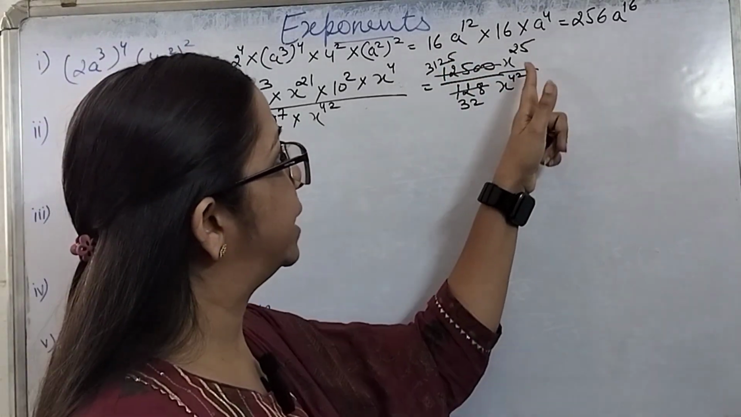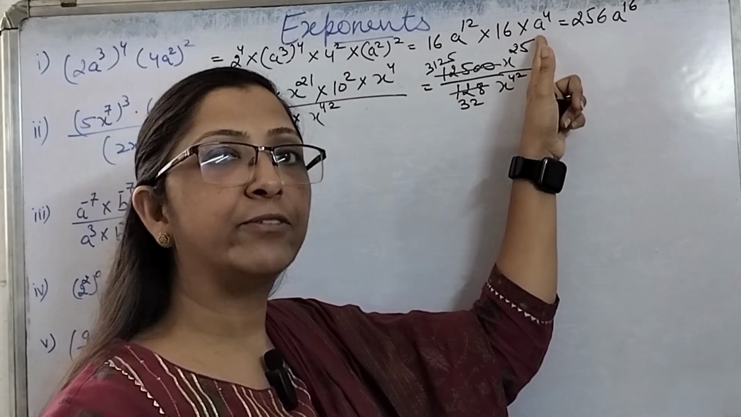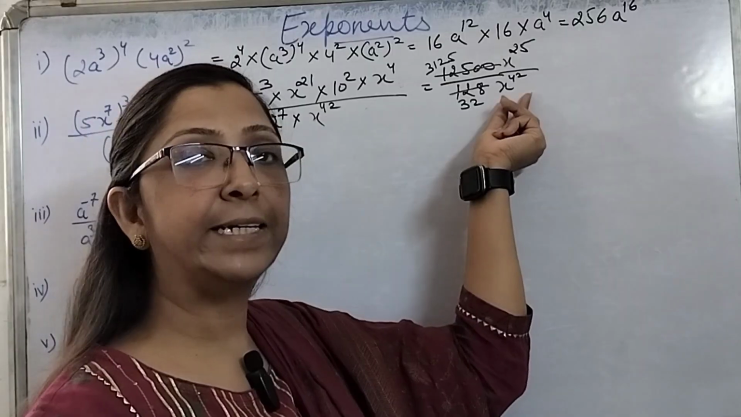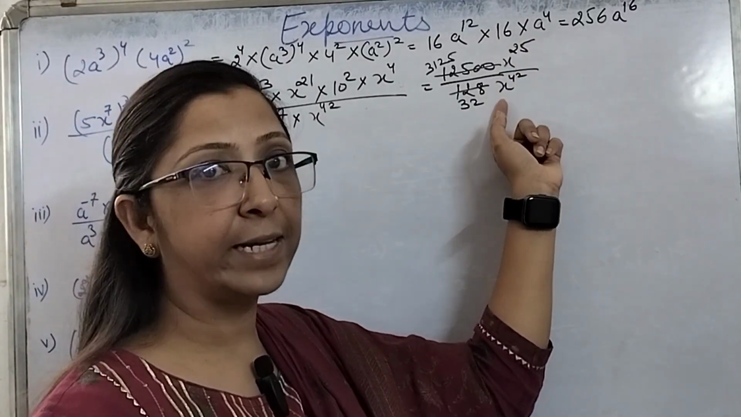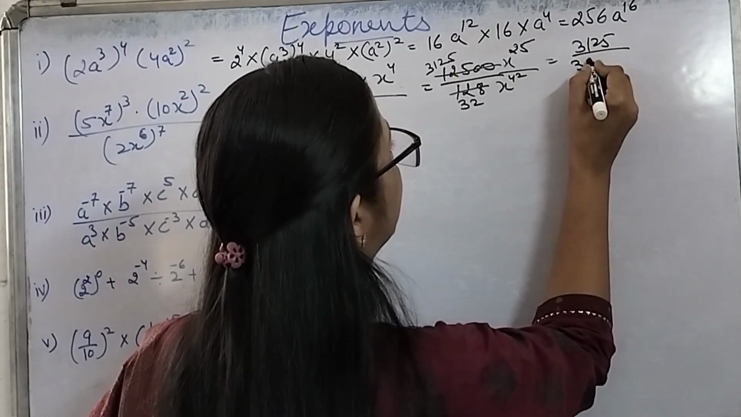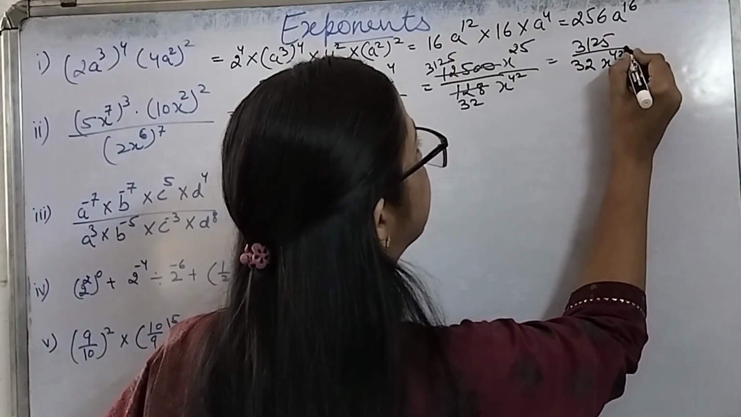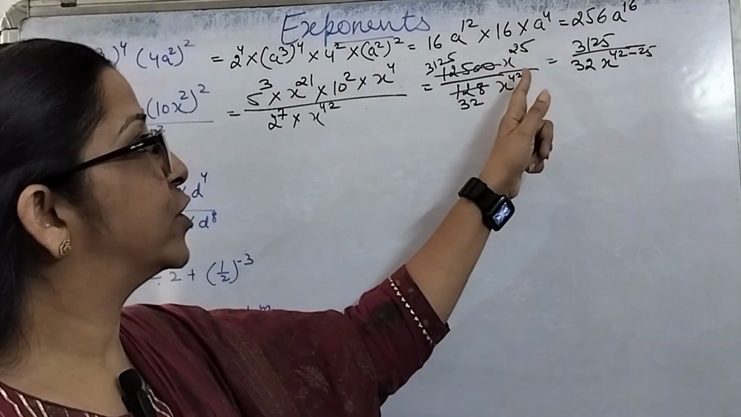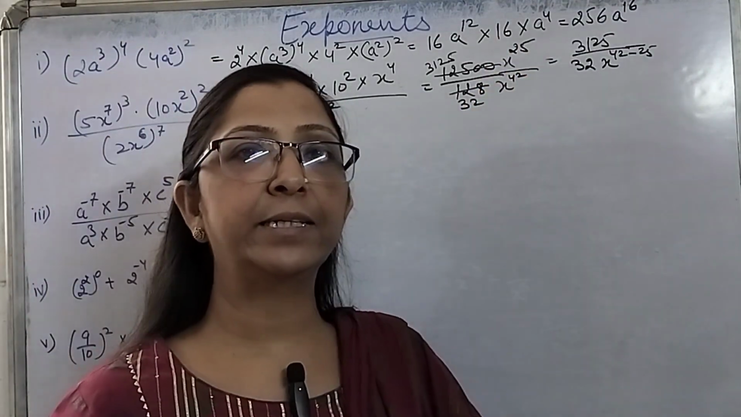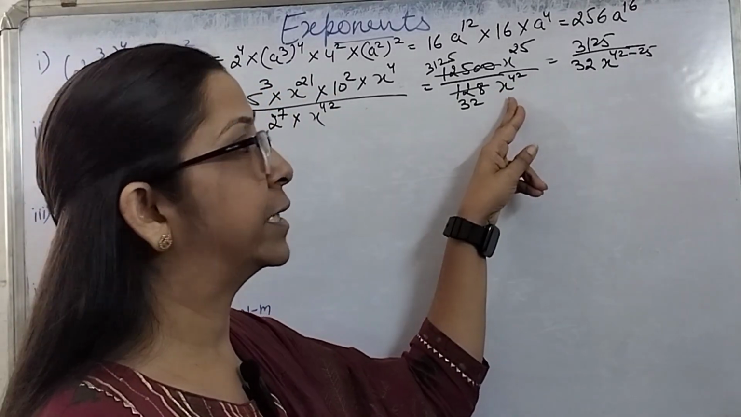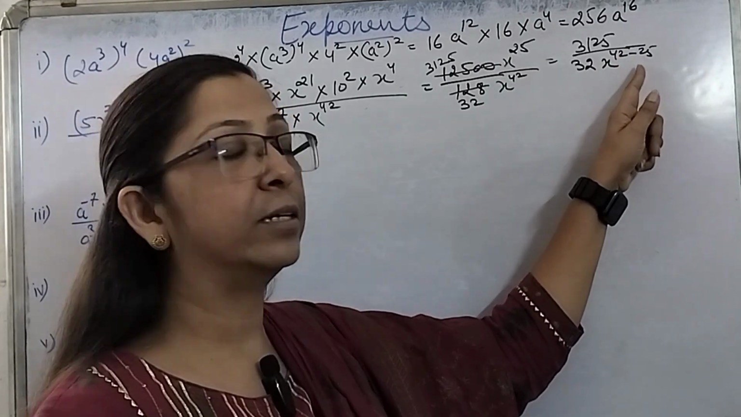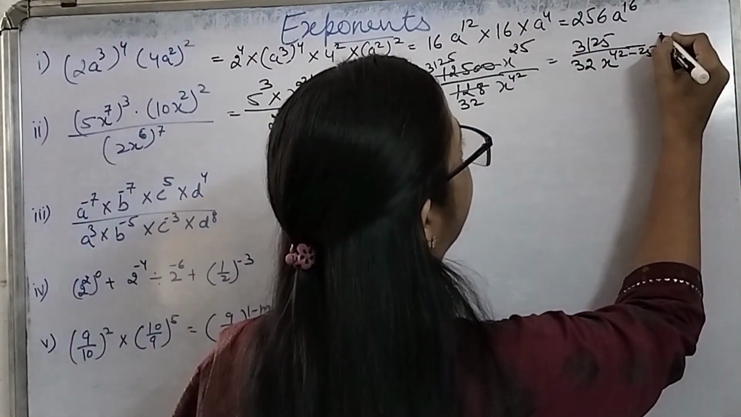And now over here we can see in the numerator it is x^25. In the denominator it is x^42. So denominator is having the greater power than that of the numerator for the base x. So what we will be doing is 3125 over 32 x^(42 minus 25). Because division we have to do and base is same, we will be subtracting the power. From the bigger power we will be subtracting the smaller power. Now the bigger power of x is in the denominator, so we will be subtracting the powers in the denominator. So what the final answer will be?